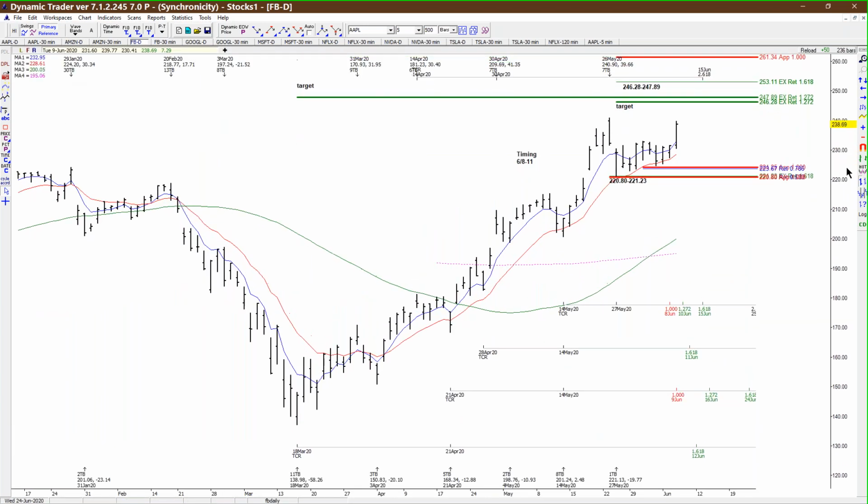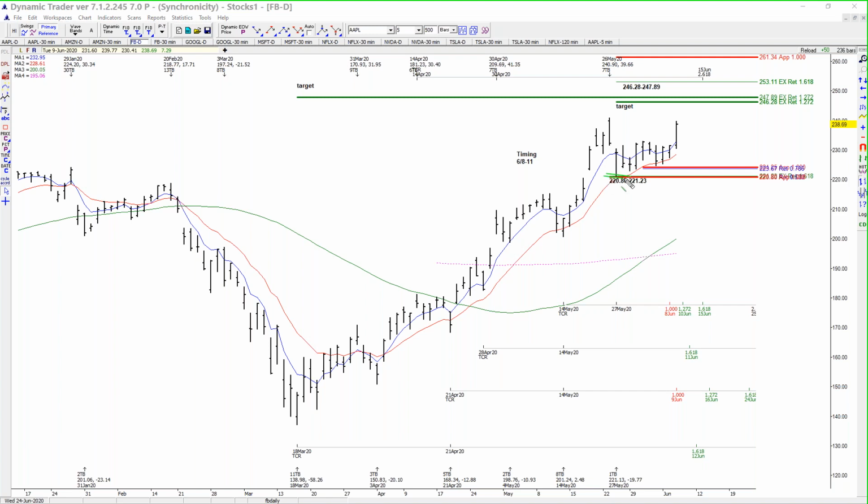Facebook. Okay, on the daily chart, this was a setup. These are just the targets, so I don't really consider these setups. I consider these targets off of that last decision, or those last couple of decisions.